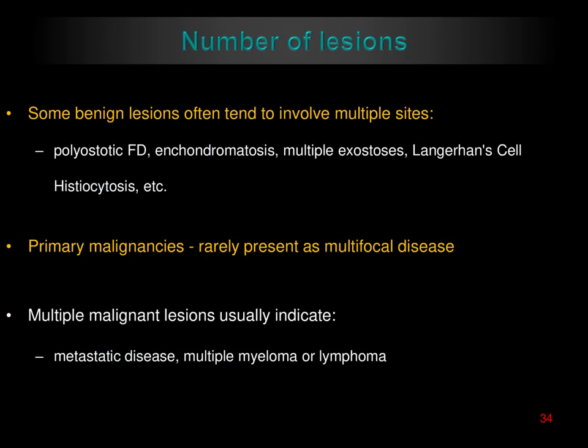Next, we come to number of lesions. Some benign conditions often tend to involve multiple sites, like polyostotic fibrous dysplasia, enchondromatosis, multiple exostosis, Langerhans cell histiocytosis, etc. Whereas primary cancers of bone rarely present as multifocal disease. You rarely get to see multifocal Ewing's or multifocal osteo or multifocal chondrosarcoma. Multiple malignant lesions usually indicate metastatic disease. That means it is metastasis of some other primary, or you may see such findings in multiple myeloma or lymphoma.